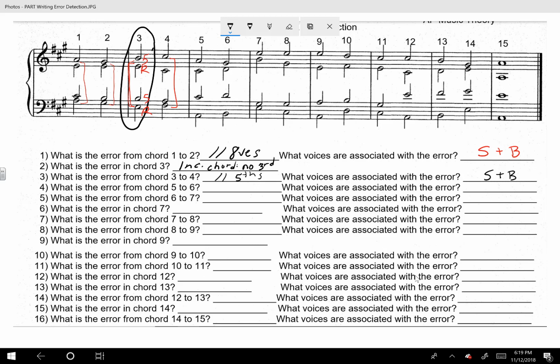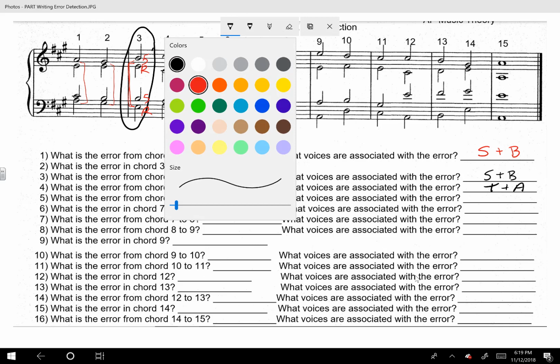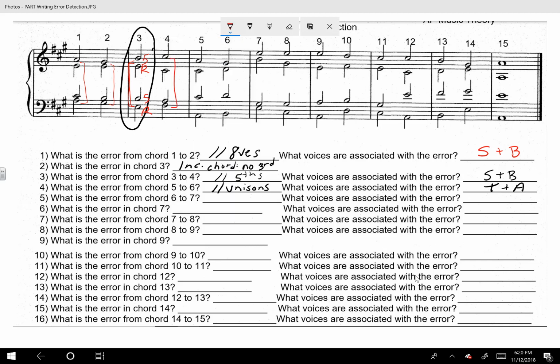Number 4, what is the error from chord 5 to 6? Well, here we have parallel unisons. And the voice parts would be tenor and alto. So let's find that right now. Right there and right there. Parallel unisons. C4 to D4.